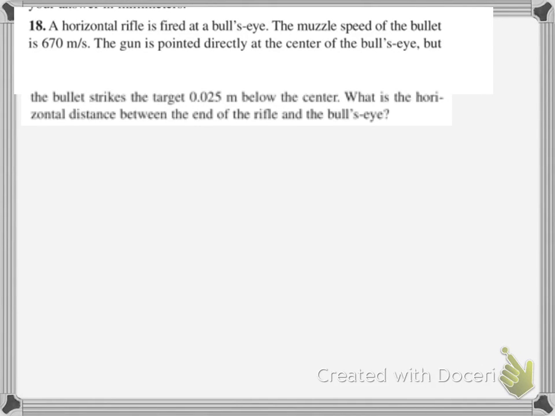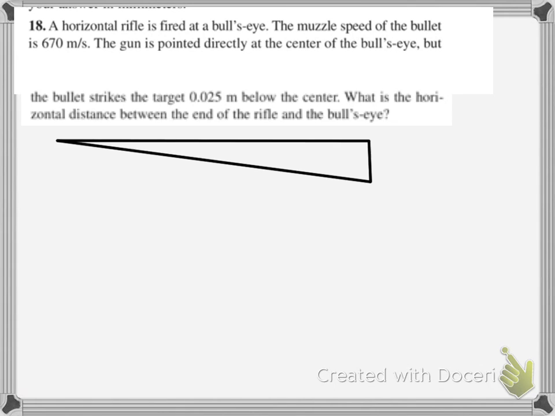Okay, so question 18 says that a horizontal rifle is fired at a bullseye. The muzzle speed of the bullet is 670 meters per second. The gun is pointed directly at the center of the bullseye, but the bullet strikes the target 0.025 meters below the center. What is the horizontal distance between the end of the rifle and the bullseye?